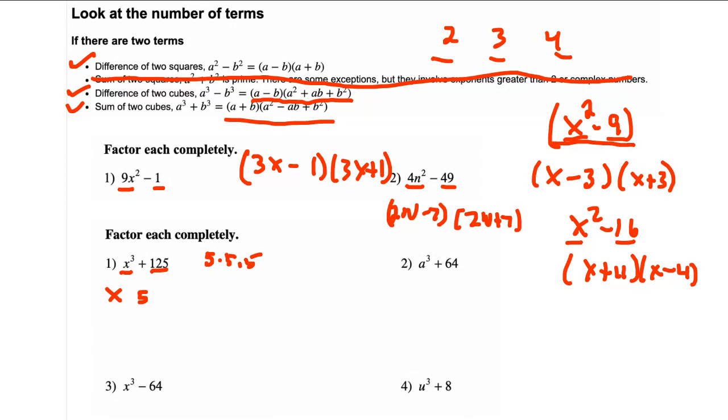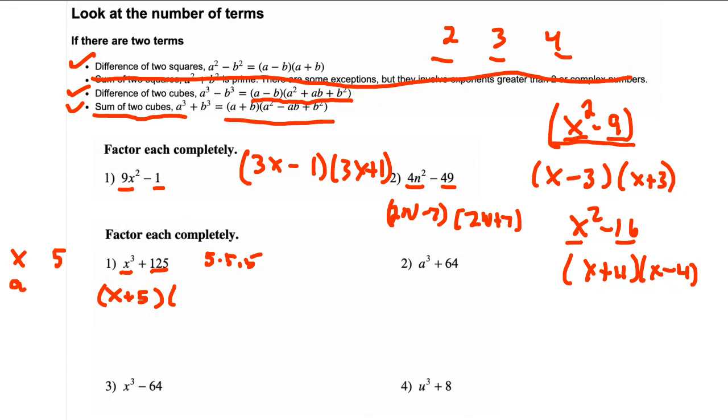So I go up here. This is the sum of cubes. It's a plus b, or the cube root of the first term plus the cube root of the second term. Just put a plus sign in there. And then you square your first term. Remember, when I do these problems, I always say, okay, so the cube root of x cubed is x. Cube root of 125 is 5.